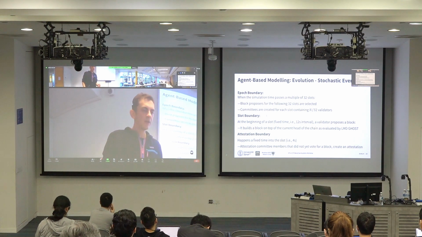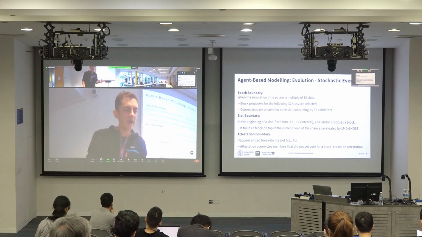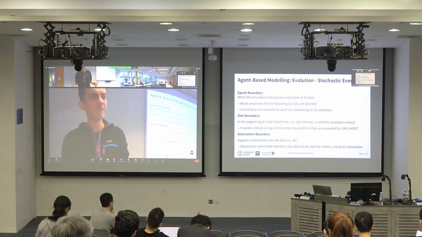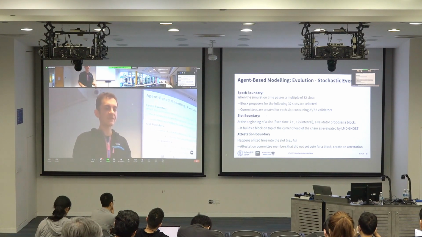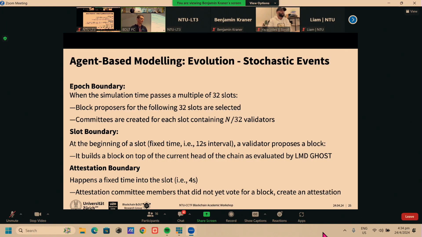Now to the deterministic events. We have an epoch boundary, which happens every time 32 slots pass. You will have a proposer selected for each of the 32 slots, and you will have committees created for each slot. Then you have the slot boundary, which happens every 12 seconds in system time. The validator that was already selected at the epoch boundary is chosen, and he creates a new block object that refers back to the old state of the blockchain.